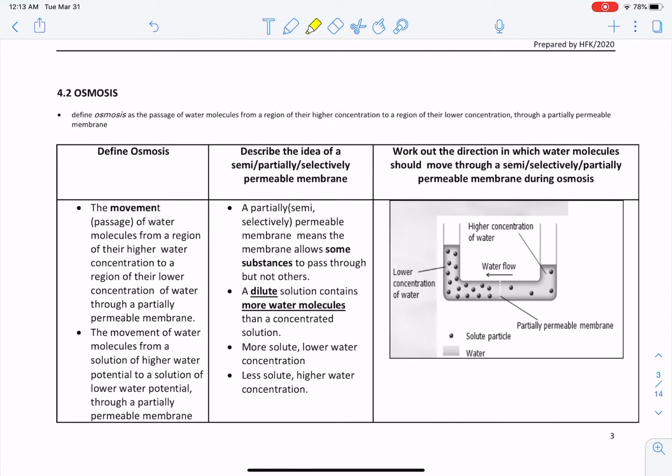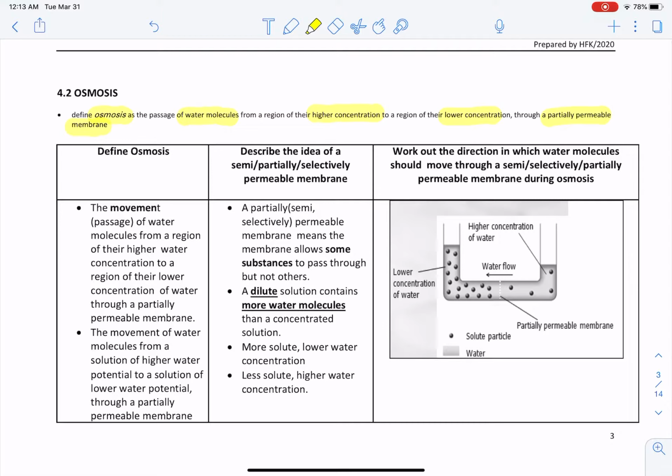Okay, now we have looked at diffusion just now. Diffusion is the movement of molecules from higher concentration to lower concentration. Now, what is the difference between diffusion and osmosis? Osmosis is the passage. Passage is another word for movement of water molecules from where to where? The same thing, from higher concentration to a region of lower concentration through a partially permeable membrane.